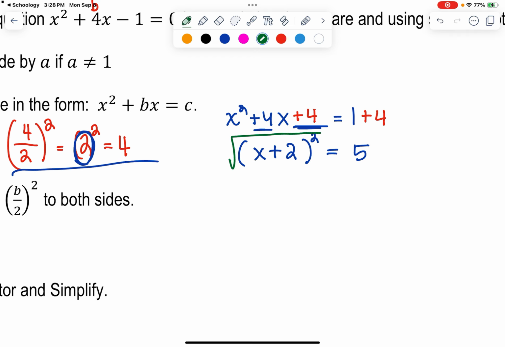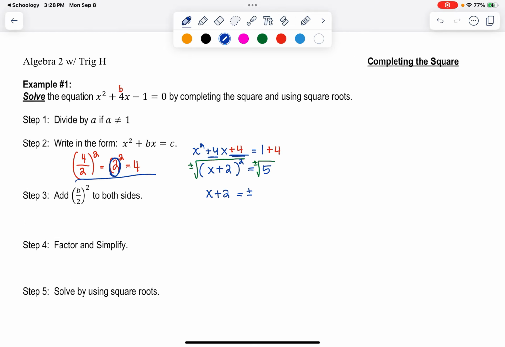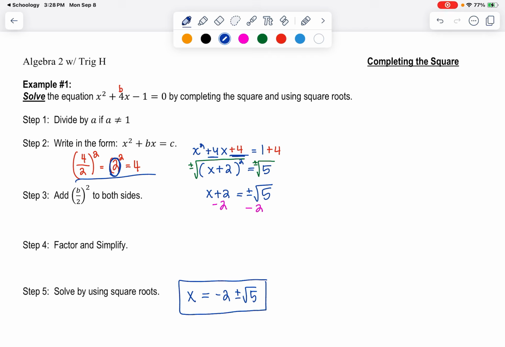Okay, so go ahead and solve this by square rooting. We learned that method because now you can do that. So we have x plus 2 equals plus or minus, and we don't know the square root of 5, so we're just going to leave it as root 5, okay? And subtract 2 from both sides. So we have x equals, we're going to write down that negative 2 first, and then plus or minus root 5.